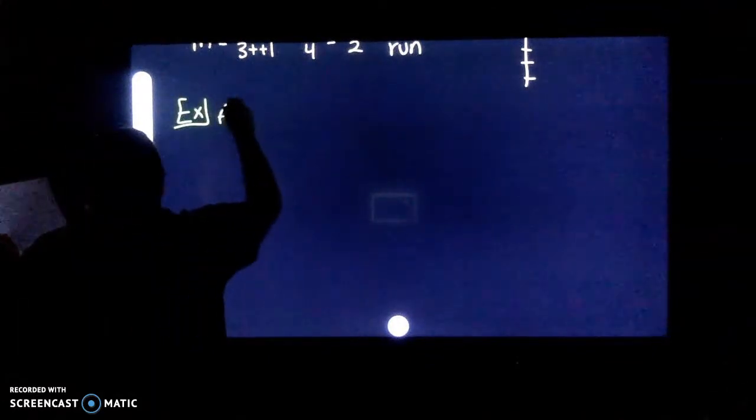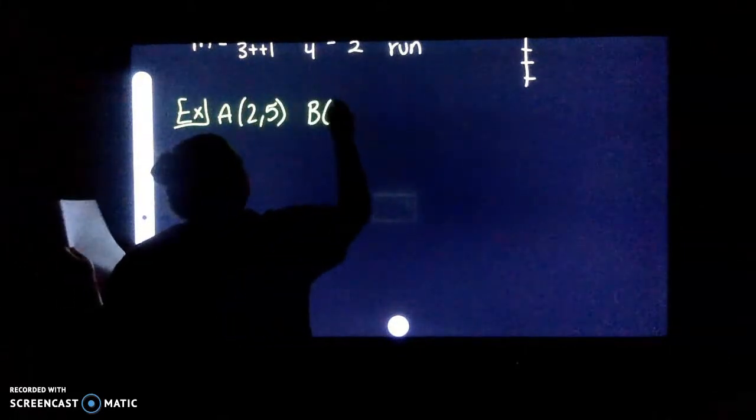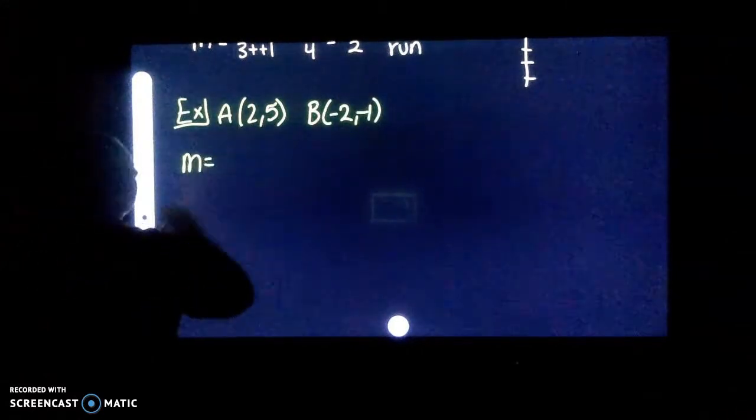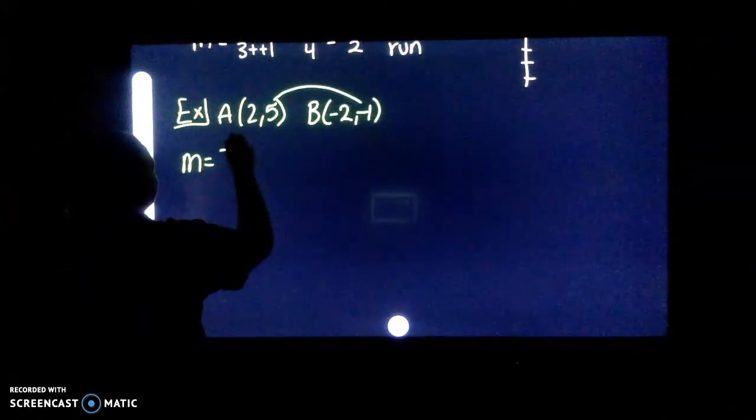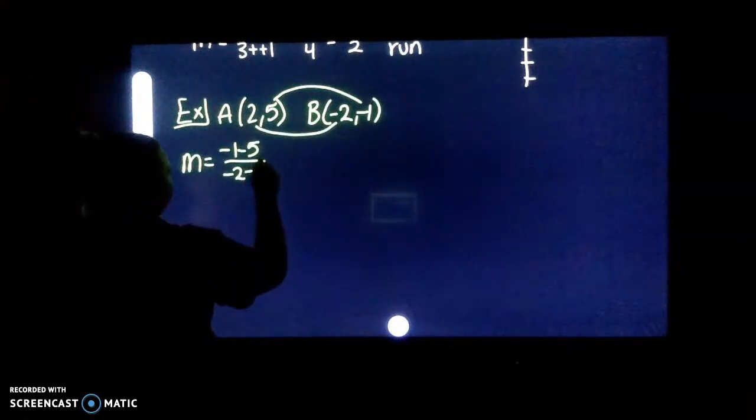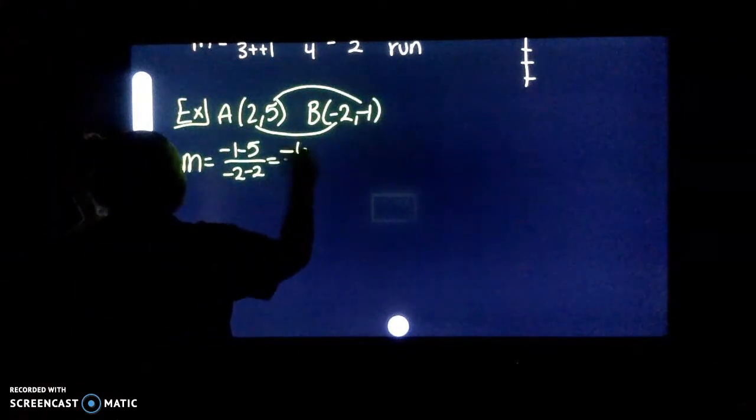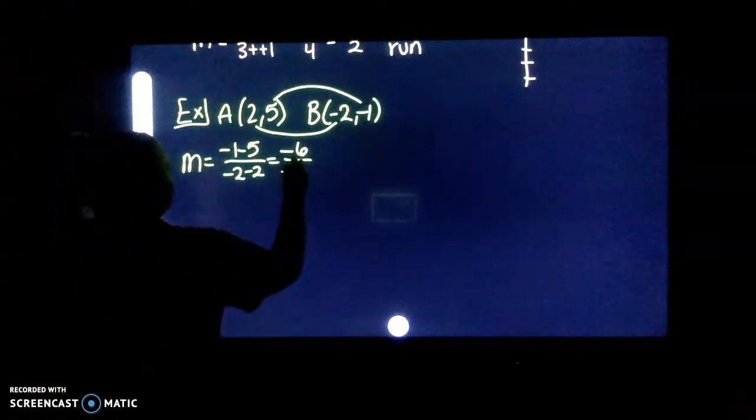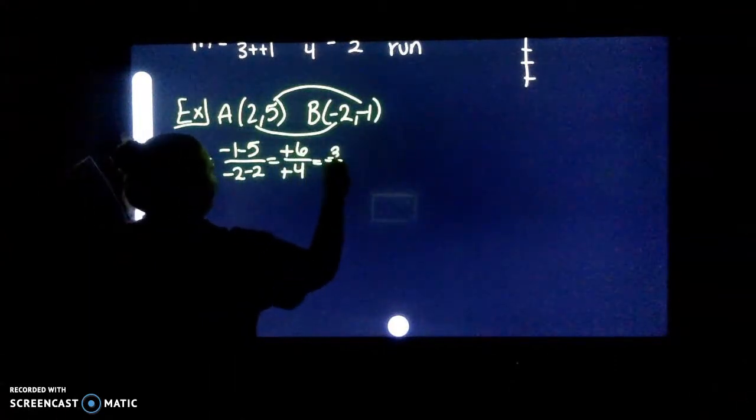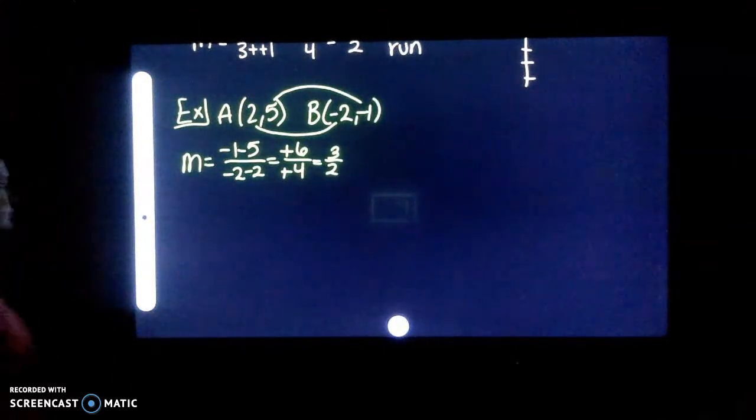So this time, I'm going to do the same thing, but my points are A, 2, 5, and B, -2, -1. First thing I want to do is calculate my slope. So I'm going to have -1 minus 5 over -2 minus 2. -1 plus a -5 is -6 because they're both negative. -2 plus -2 is -4. The negatives can cancel each other out, and I can reduce this to 3 over 2. So my slope has a rise of 3 and a run of 2.